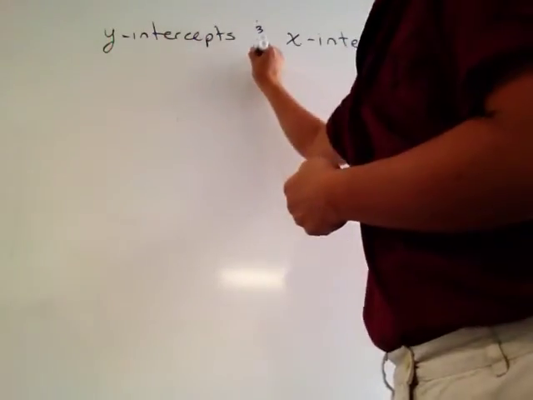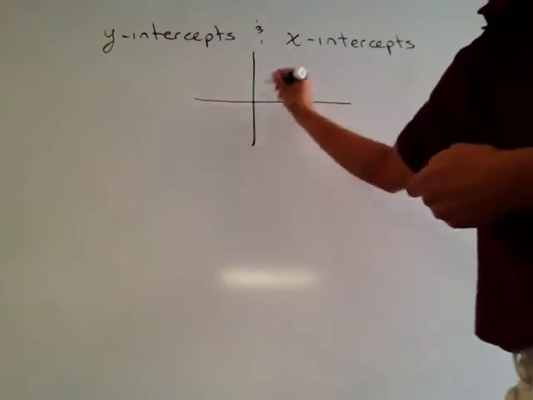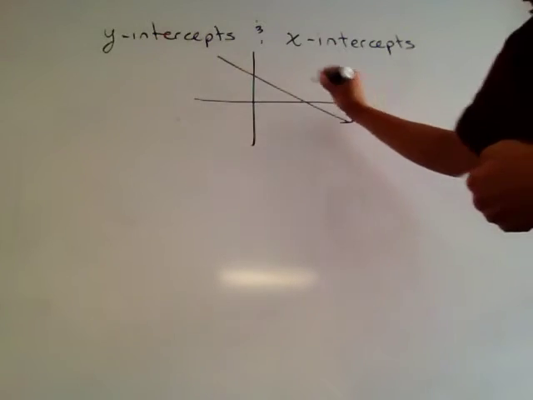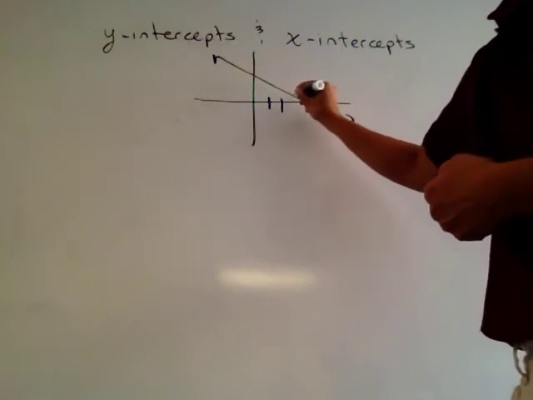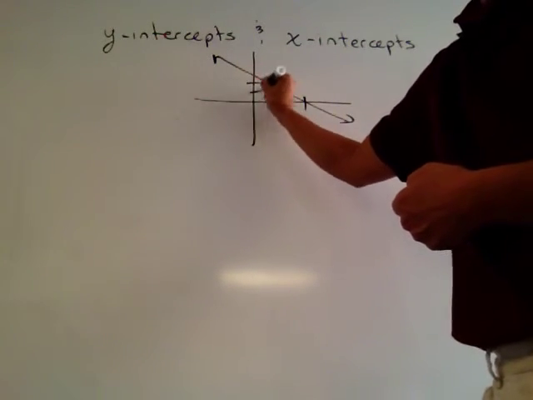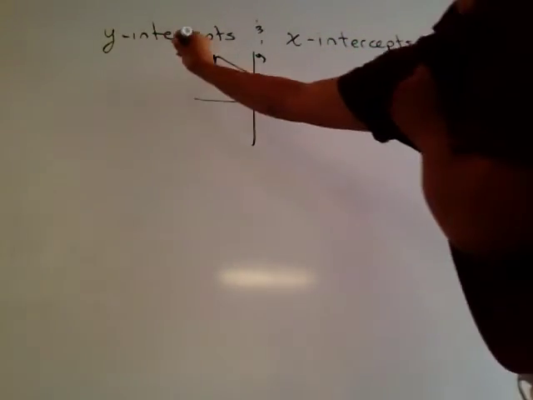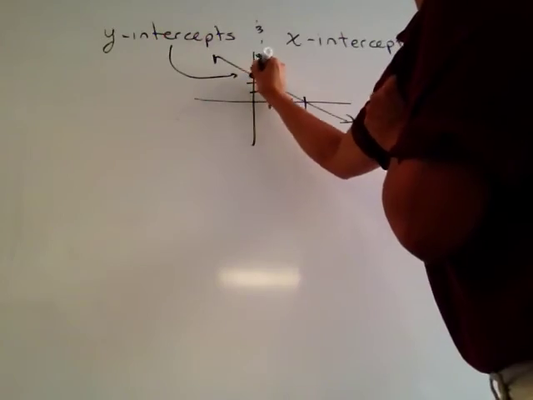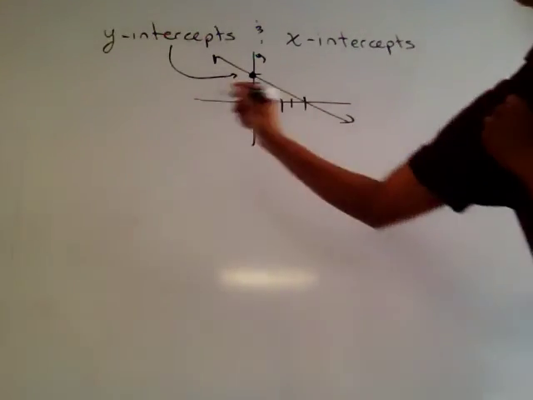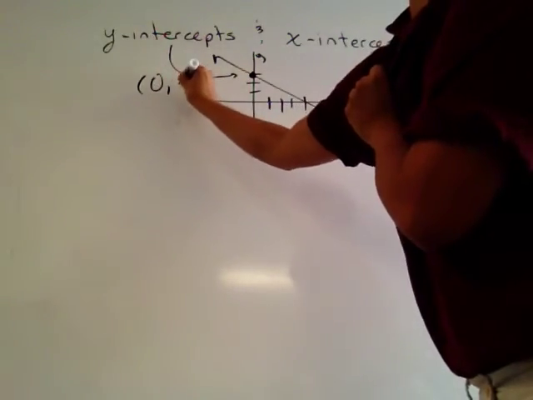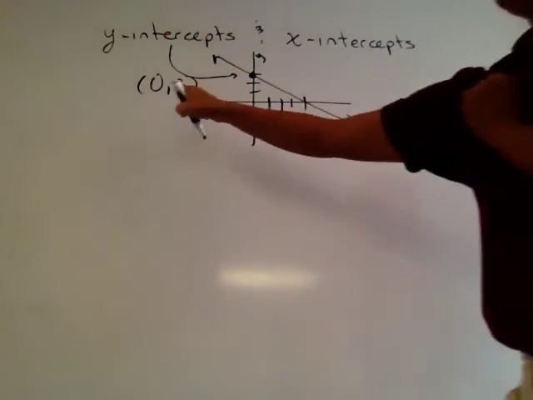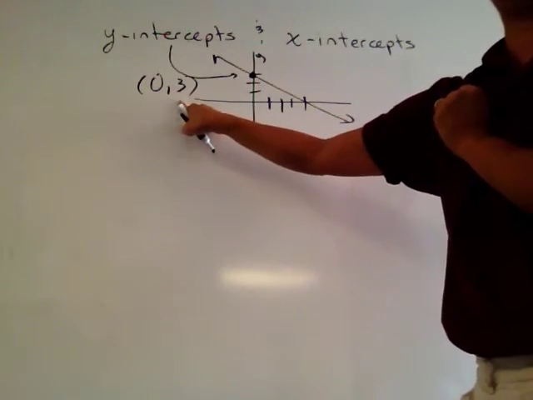So let's pretend I have a graph here, and my line just crosses the graph at this point and this point here. So this is my y-axis. So my y-intercept is this point right here. That point is given as (0, 3). Okay, so it's when x is 0, it's the y value.